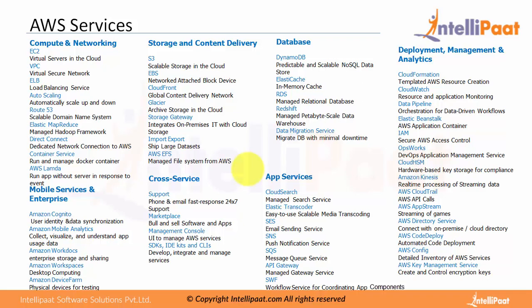This is for persistent storage. When you want to make a file system, EBS is the case for you. It's a SAN implementation, storage area network, if you know about it.